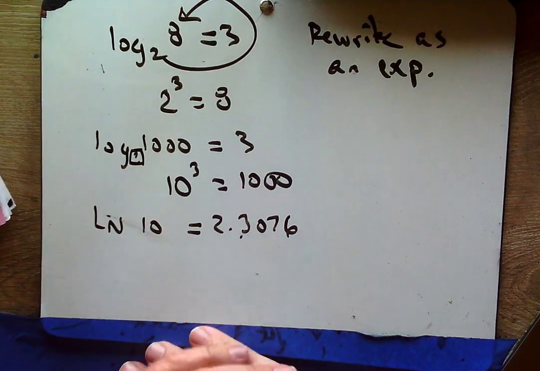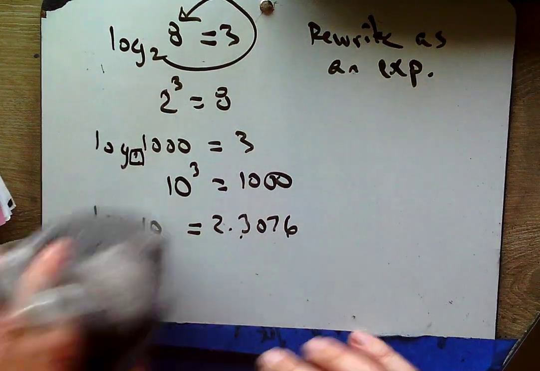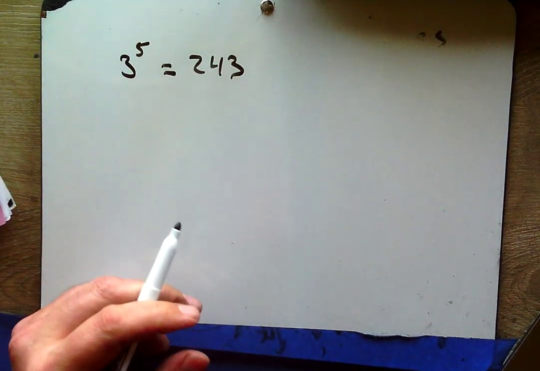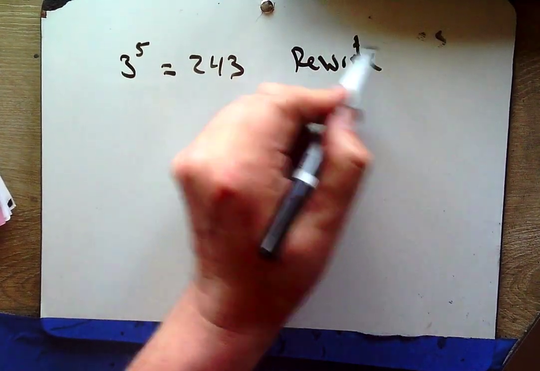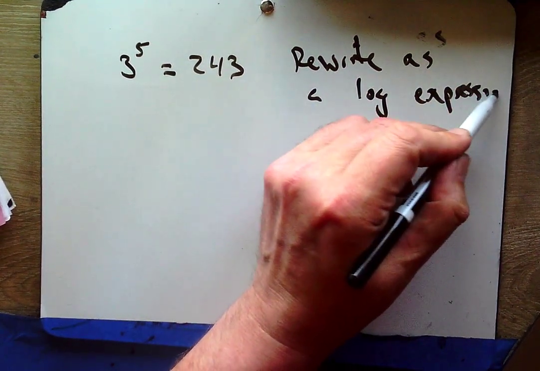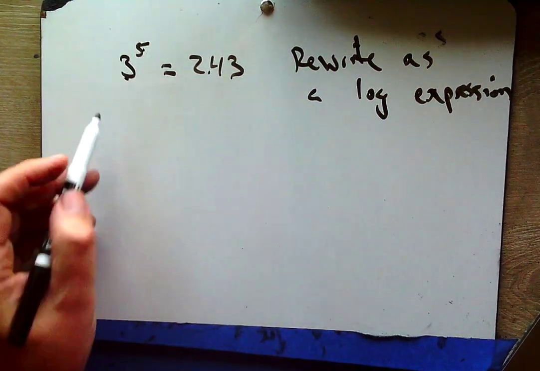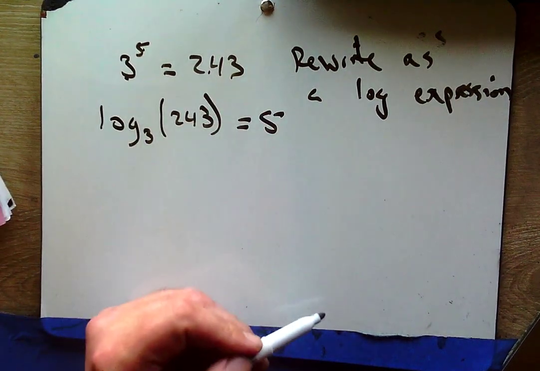Nice. All right. So we've rewritten logs as exponentials. And I think we're comfortable rewriting exponentials as logs, but let's just confirm that. 3 to the 5th equals 243. Will you please rewrite this exponential expression as a log expression? Okay, base, power, answer. Log base 3 of 243 equals 5.